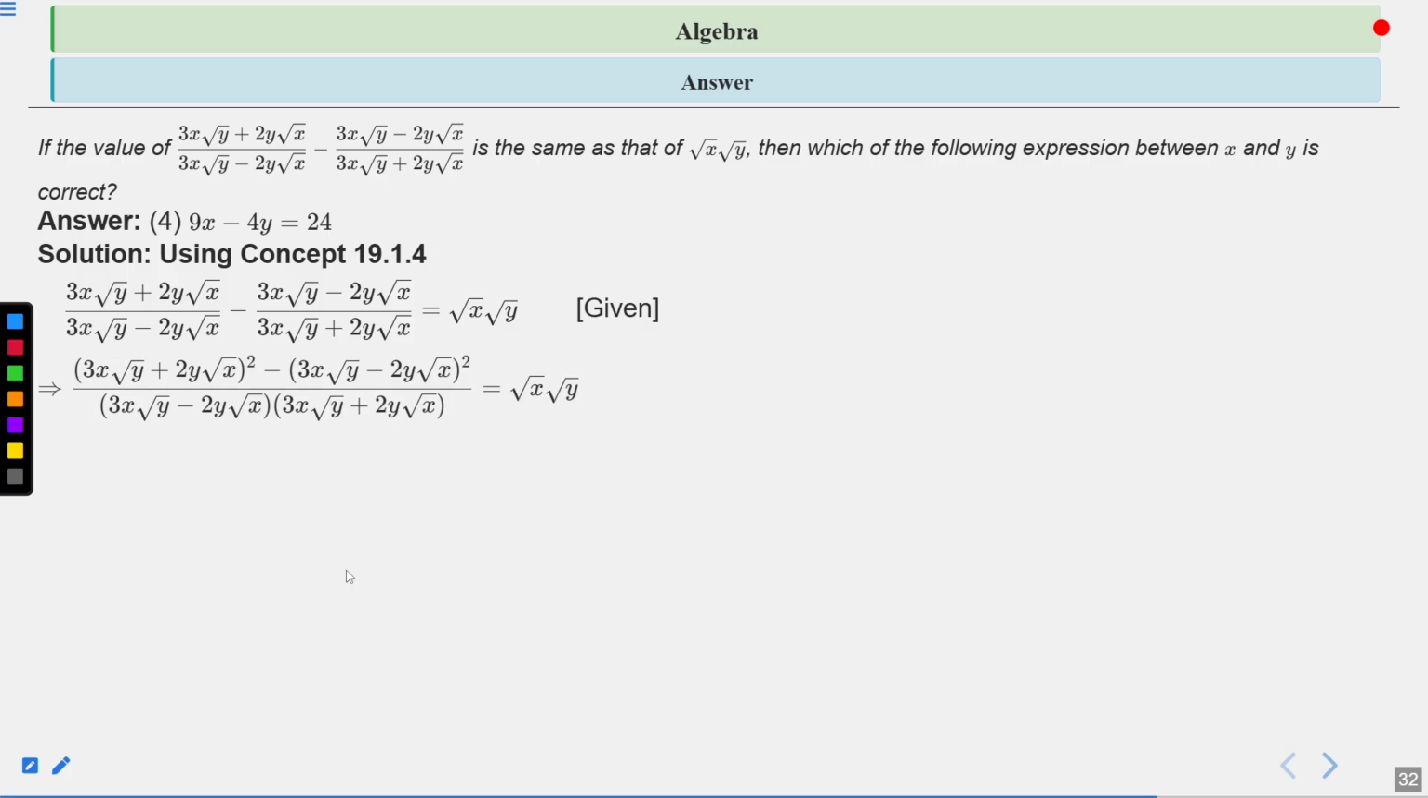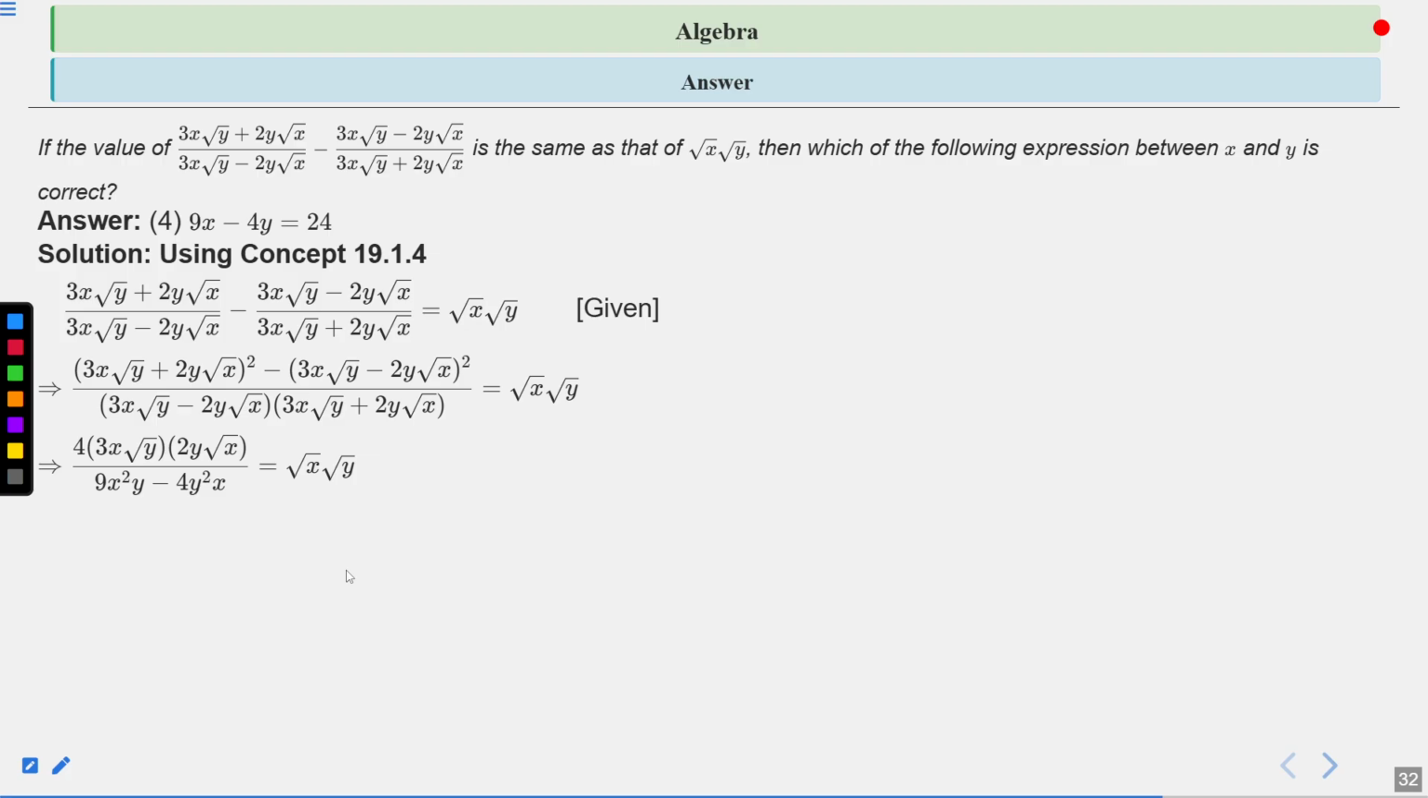Now when we simplify it, we take the LCM of the denominators. So we get (3x under root y plus 2y under root x) whole square minus (3x under root y minus 2y under root x) whole square, whole upon (3x root y minus 2y root x) into (3x root y plus 2y root x), which equals under root x into under root y.